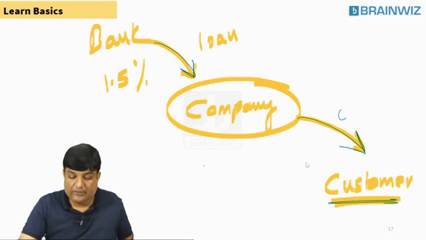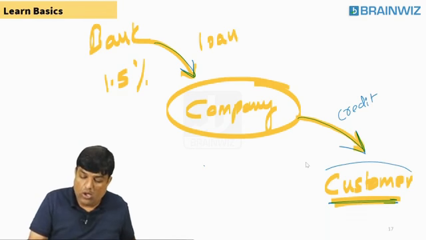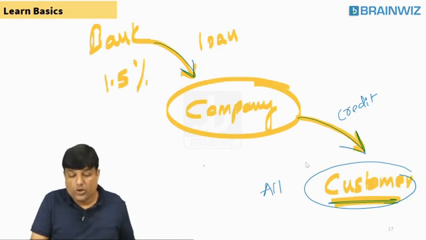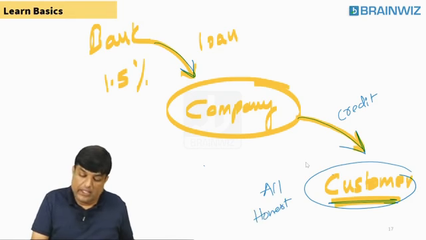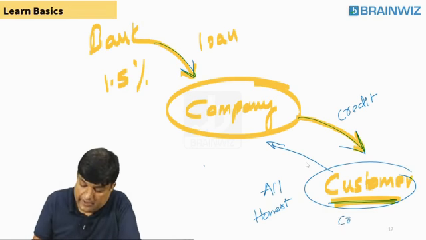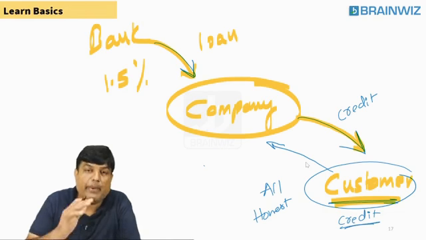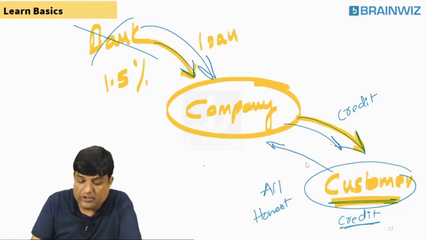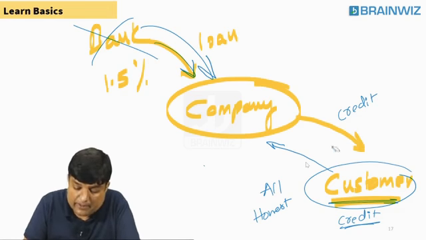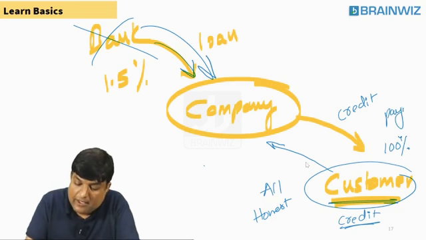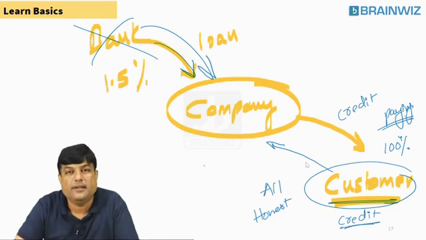But do you think, guys, when they give the credit, all customers will genuinely pay? Do you think all are honest customers? Definitely all the customers pay? No. The people who have taken credit from the company, the bank is charging 100%, and the company should also take the same amount. But when the company is selling on credit, not 100% of people are paying.